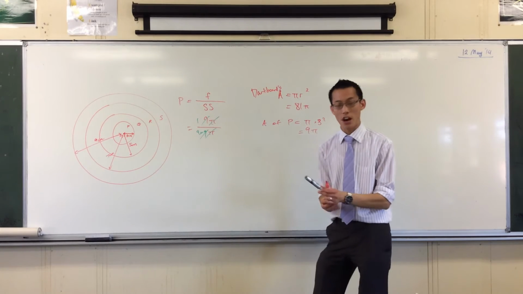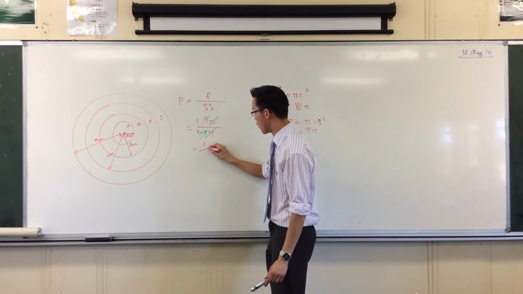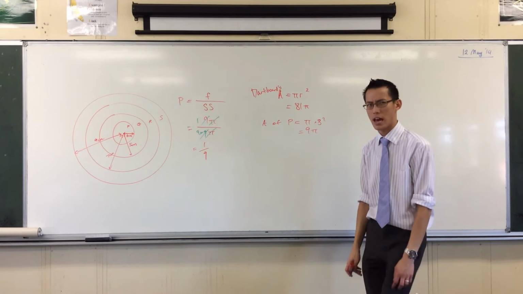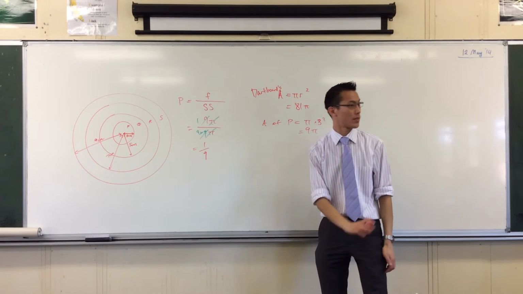Okay? So there you go. I don't think I can cancel anything else left because I've got 1 on the top. So it's 1 over 9. There you go. Does that make sense? See how we did it? Yeah. We worked out what the areas were, and then we just cancelled as far as we could.